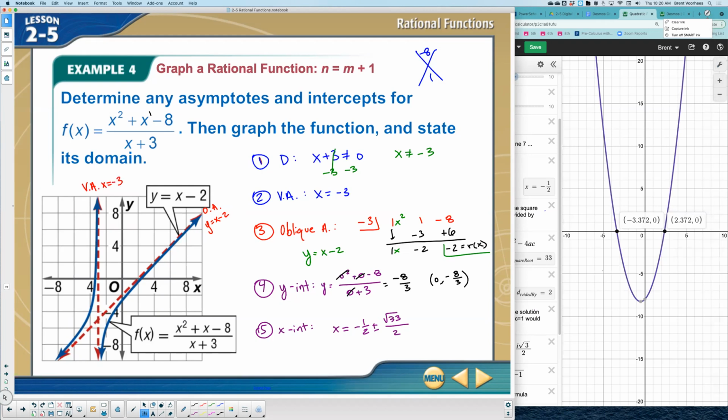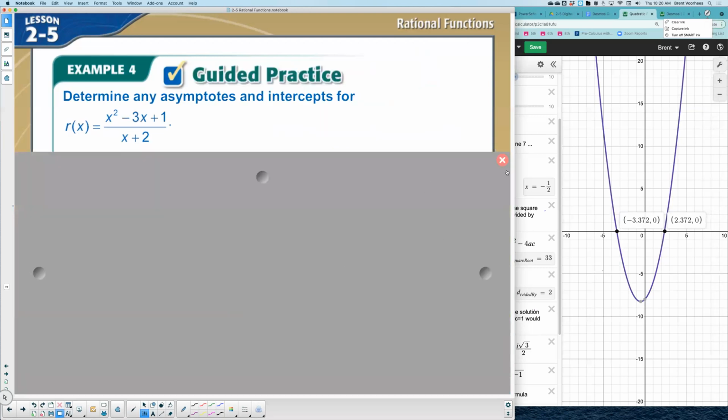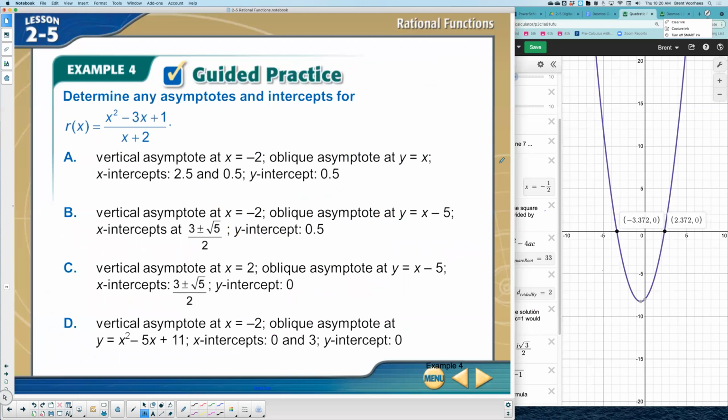X equals -3. The domain was all reals except for -3, and it does have those 2 intercepts, those 2 weird intercepts, -3.372 and 2.372. That's where those cross there. And the y-intercept was a little bit easier, -8/3. I'll add that one. That right there is -8/3. So I've given you a lot. It's time for you to do this one. Again, you could be using graphs for all of these.